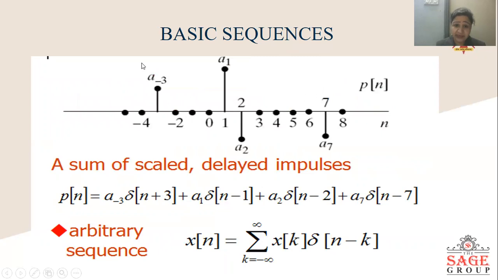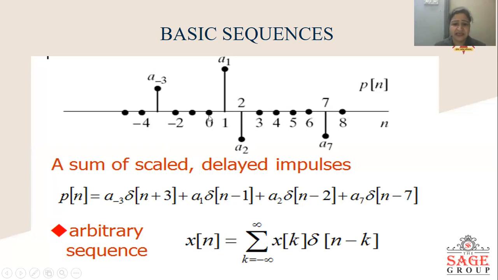Now, here we can say that any discrete time signal can be represented as a sum of weighted and shifted impulses. Weighted and shifted impulses means that each impulse is scaled by some parameter and each impulse is a delayed impulse. For example, we can understand this concept by using this signal.